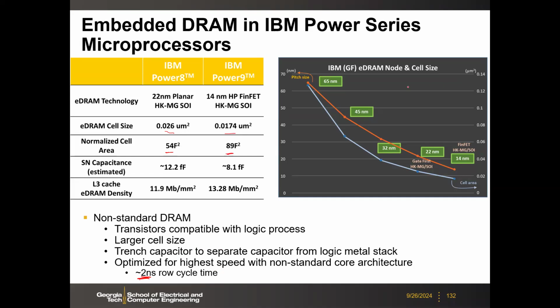Okay. So here, this is the scaling for IBM. Of course, later, IBM had a partnership with GlobalFoundries for the EDRAM processes. So then they transitioned to GlobalFoundries. And here are the pitch size and the cell area, pitch size on the left, and the cell area on the right, for different technology nodes. Okay, so the last generation, I believe, is 14 nanometer, and this is below like 0.02 micrometer square for one cell of the 1T1C EDRAM.